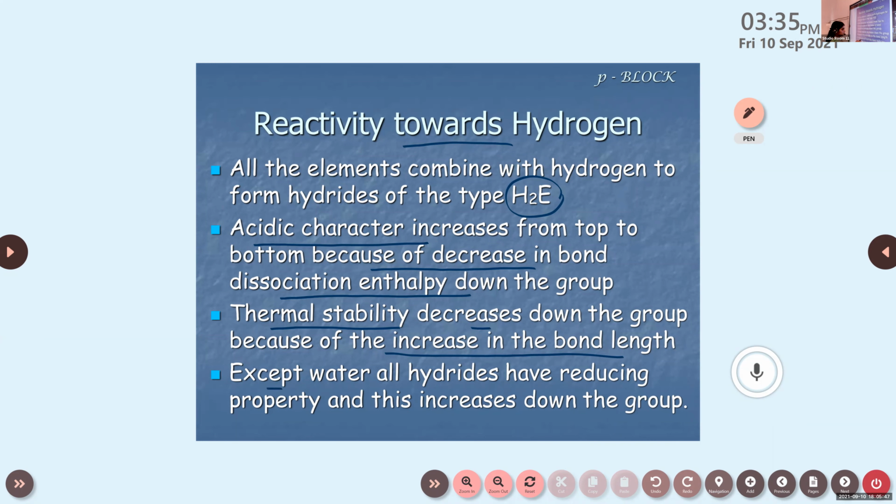Except water, all hydrides have reducing property and this increases down the group. The molecule formed with oxygen is considered an exception. All other hydrides except water have reducing property. Reducing property means it has the capacity to reduce other elements. Moving from top to bottom, it increases. So that's about the reactivity towards hydrogen.